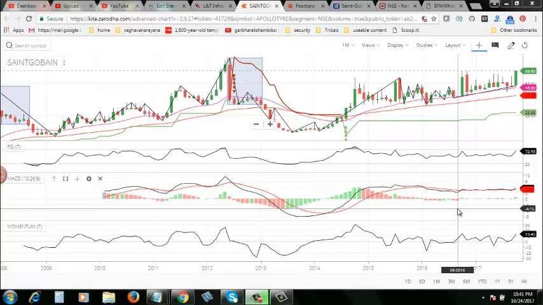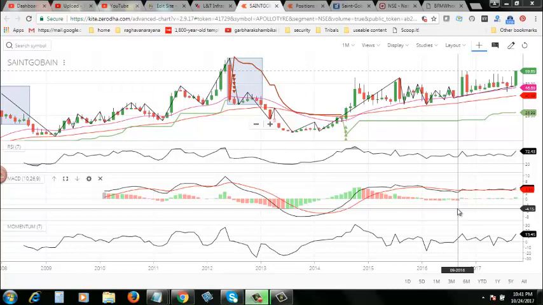Today we are going to do the technical analysis for SaintGobain stock. This is a very popular stock and it has been in the news for its recent price rise. What you're seeing right now is the monthly chart of SaintGobain, with a lot of data since 2008 onwards. I'm using a few indicators to help me do the analysis of SaintGobain.